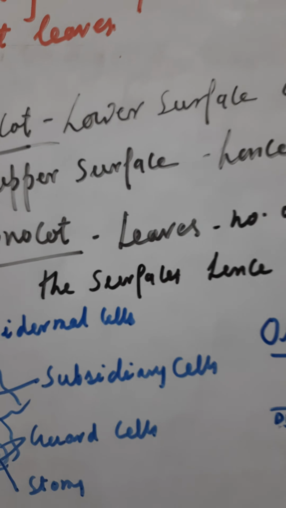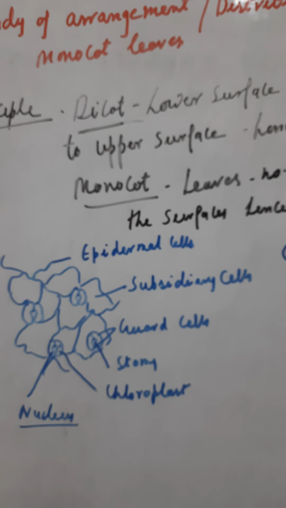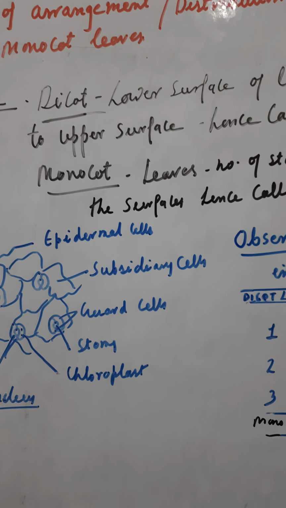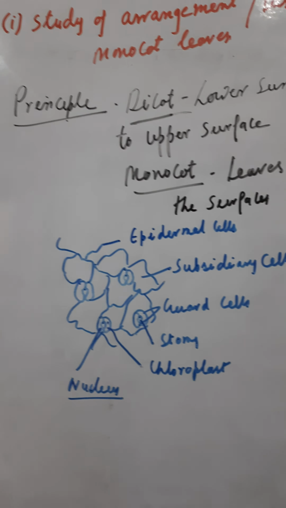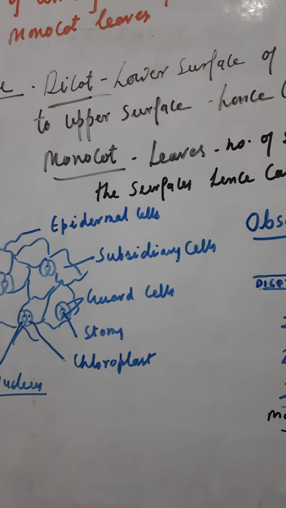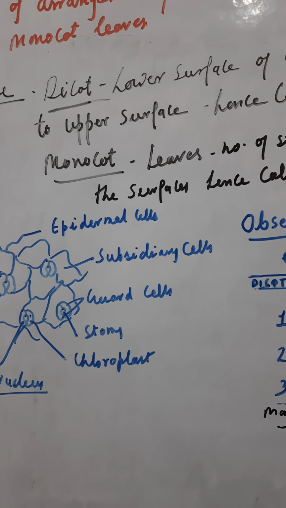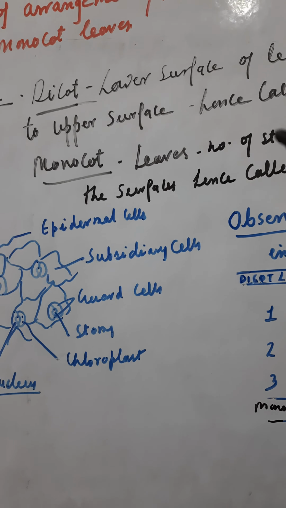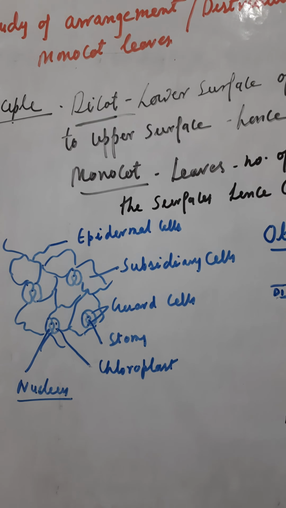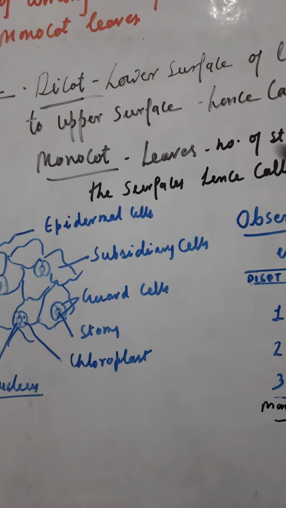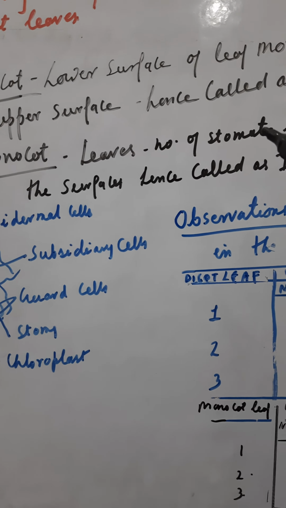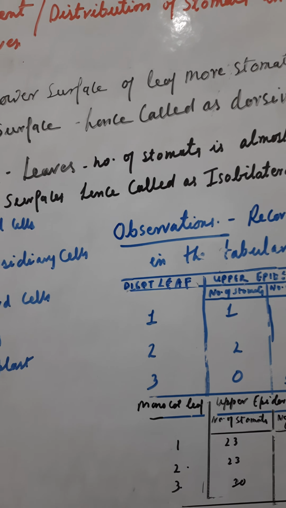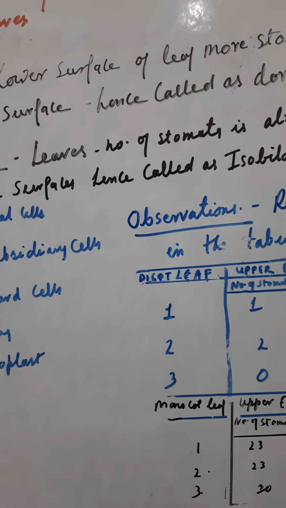You have read in class 10th that the dicot leaf has a greater number of stomata on the lower surface as compared to the upper surface, and hence it is called a dorsiventral leaf. Meaning the dorsal and the ventral surface, that is the upper and the lower surface, are both distinguishable because of this arrangement of stomata, whereas the monocot leaf has almost an equal number of stomata on both the surfaces, and hence it is called an isobilateral leaf.